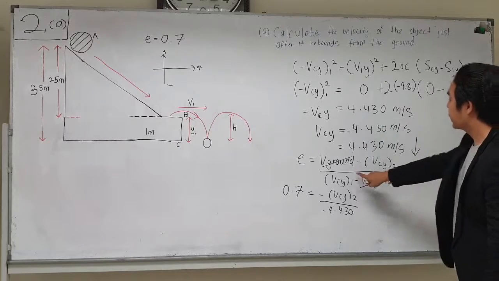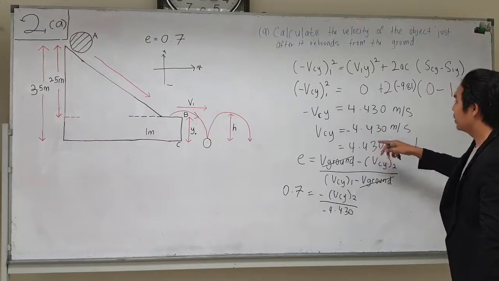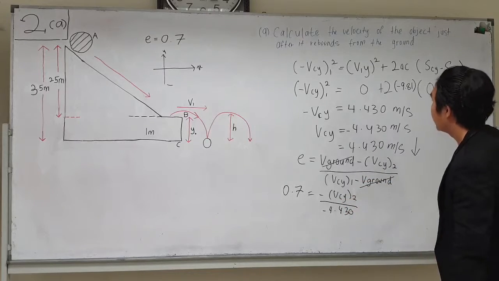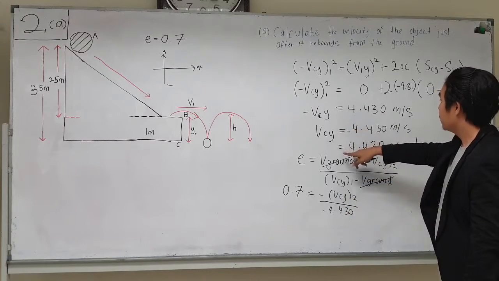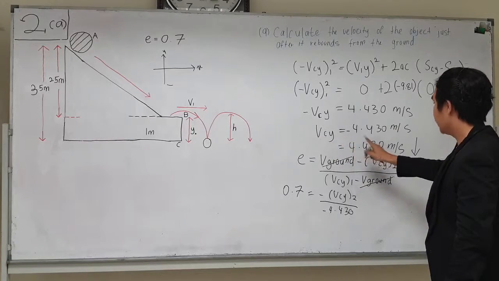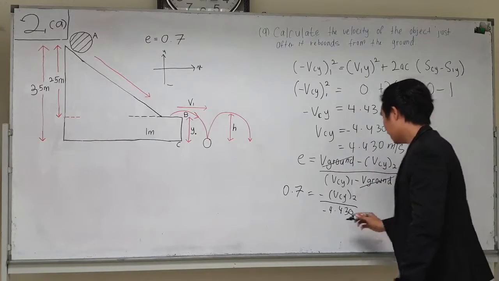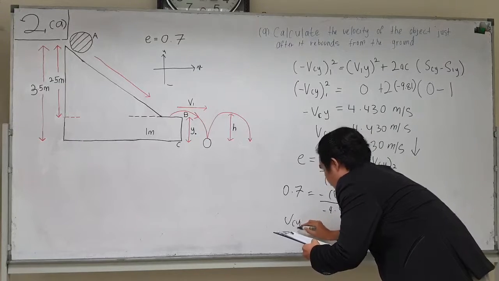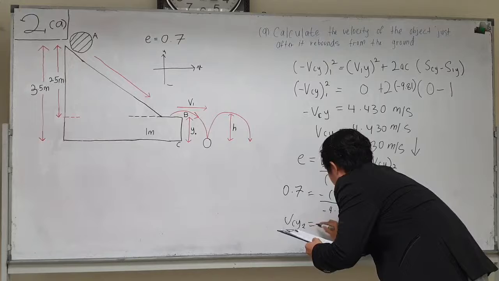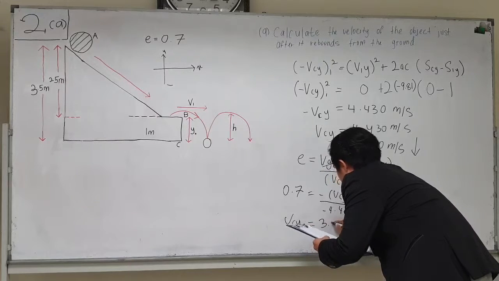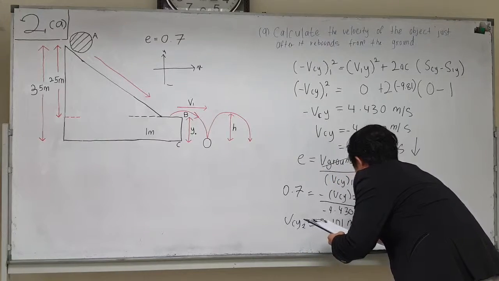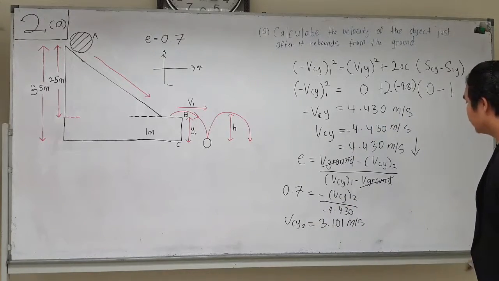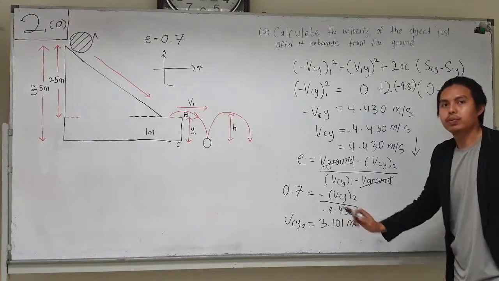For this second equation, we want to find V2Y, because the first equation we just found the value of V1Y. So I will solve this equation using the alternative step. So this is the answer for V2Y.